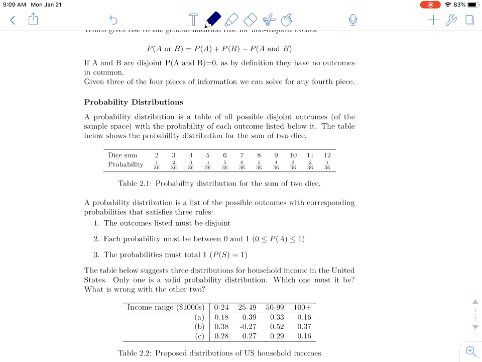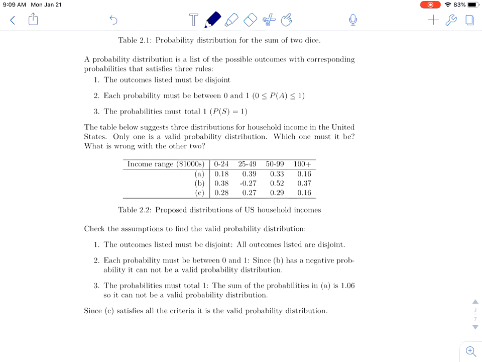Each probability has to be between 0 and 1. Again, that's on your formula sheet. And the sum of the probabilities has to be 1. So those are all familiar. So here's a common thing I'll get you to do on test 1. I'll give you 3 proposed probability distributions, and you have to pick which one is the valid probability distribution.